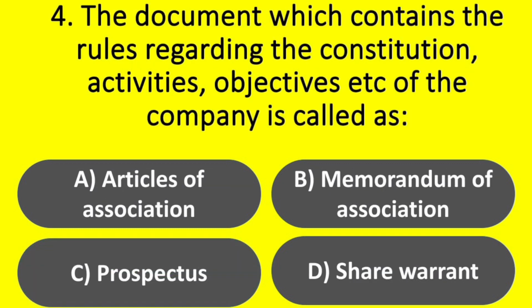Question. The document which contains the rules regarding the constitution, activities, objectives, etc. of the company is called as: option A, Articles of Association; option B, Memorandum of Association; option C, Prospectus; option D, share warrant. Answer: option B, Memorandum of Association.